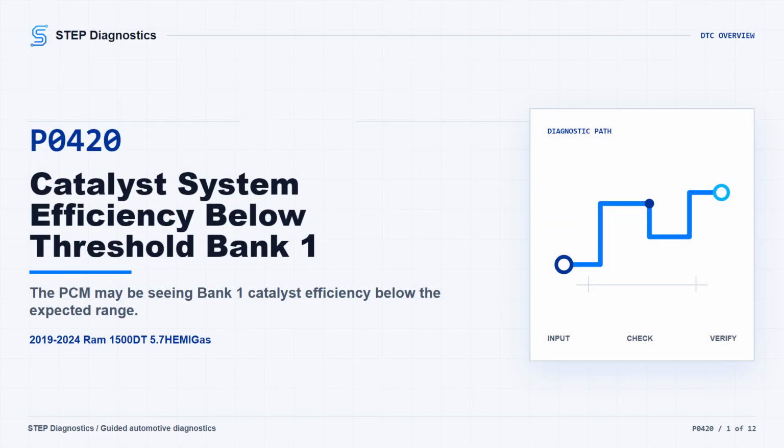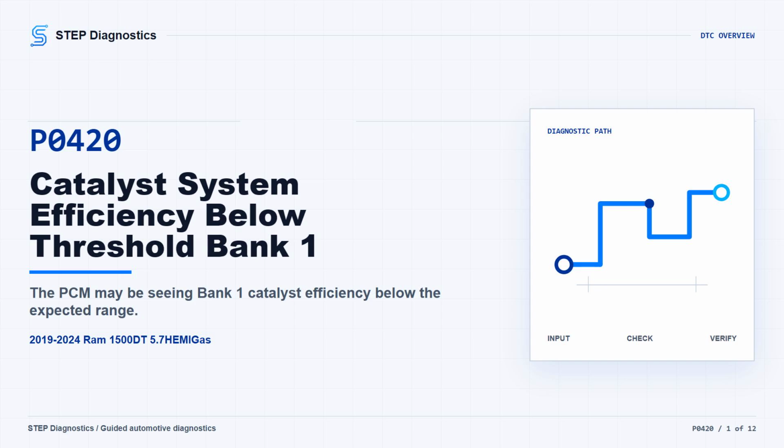On this Ram 1500 with the 5.7 Hemi, P0420 means the PCM may be seeing bank 1 catalyst efficiency below the expected range. The driver may only notice the MIL, and the truck can still seem to run normally. Broadly, this can involve the catalyst, exhaust leaks, engine mechanical issues that contaminate or overheat the catalyst, or oxygen sensor behavior that makes the catalyst look worse than it is.